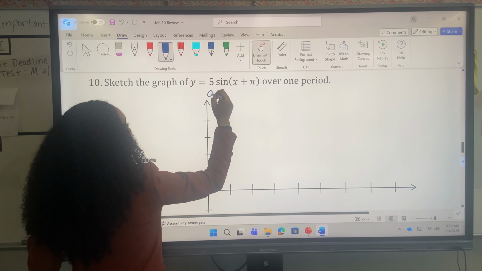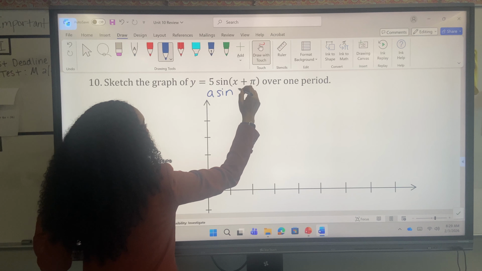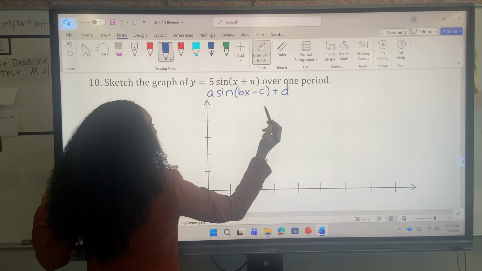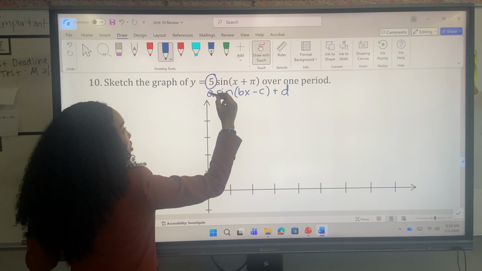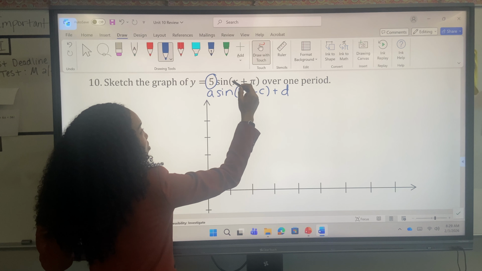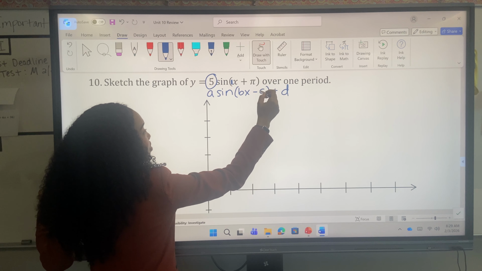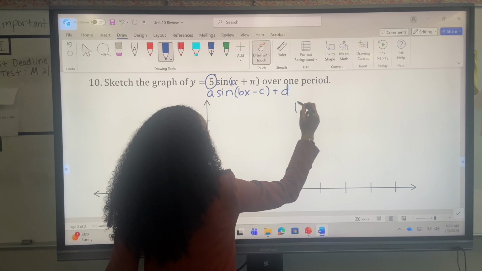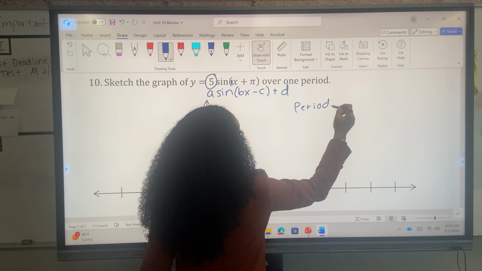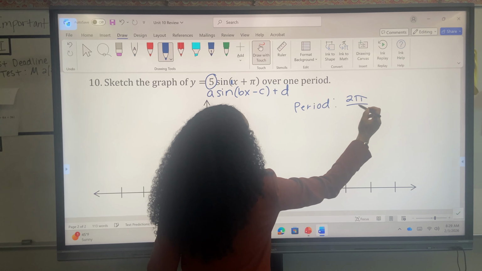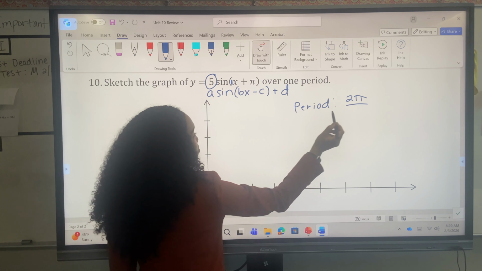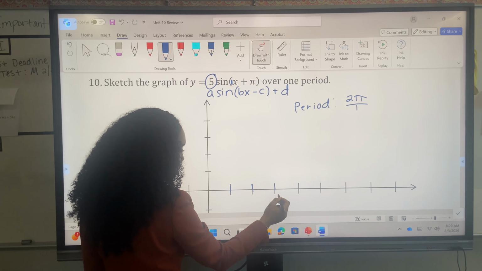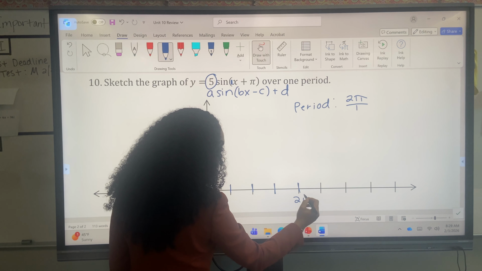So this is a sine bx minus c plus d. And we have an a value, that's our amplitude. Our b value is just 1. Your c value is right here, and we don't have a d value. So let's go ahead and find the period. The period is 2 pi over b, and your b here is just 1. So I know my period is 2 pi, so on the fourth little tick mark, I'll put 2 pi.